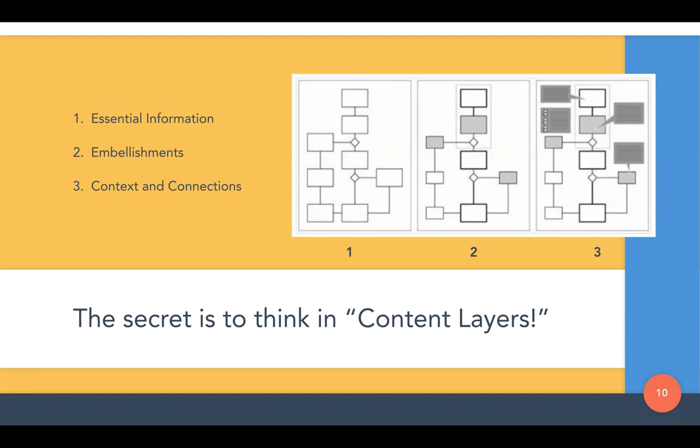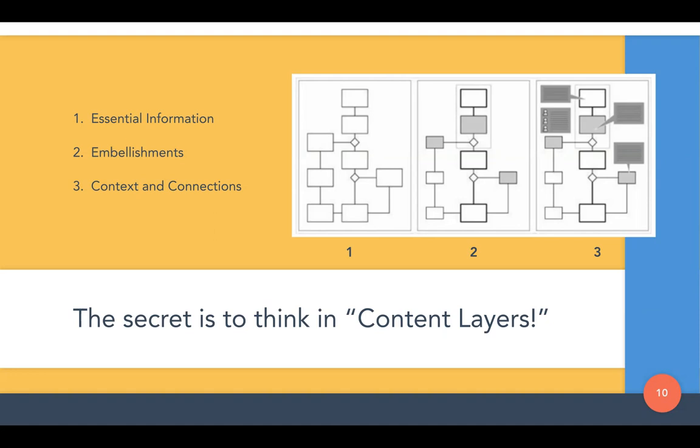The second layer is embellishments. Embellishments are any additional information that you can provide that would provide clarity. So for example, say you go to a specific state and there's a little interaction in there. You can communicate what that interaction is and how it relates to where you are in the state. The idea with the embellishment layer is that you don't necessarily need it. If you remove it from your diagram, if you don't include it, you don't really lose the essential information.